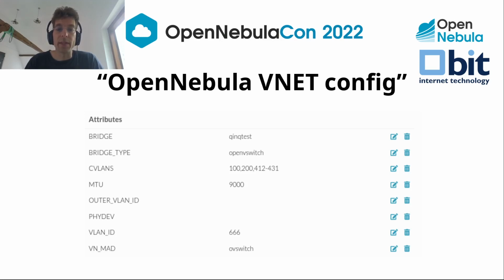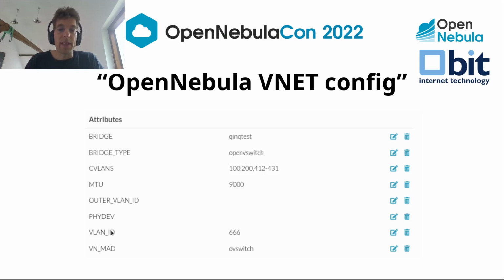In this case there's a bridge called QinQ test, and there are some extra attributes added to this driver in this case, and one of them is called CVLANs, which are the customer VLANs, and this can be changed by the customer, and it can be a list of VLANs or even a range or a combination, like in this case.